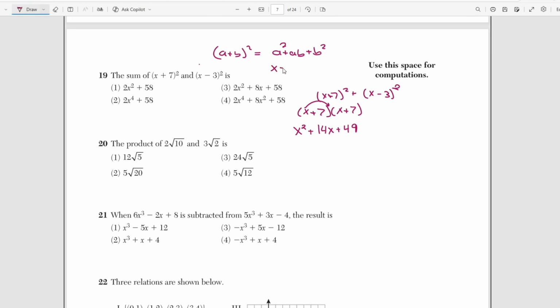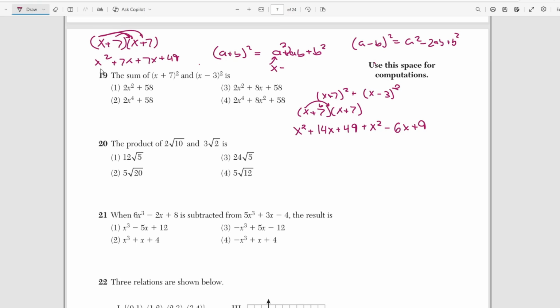So in this case, x is going to be our a, so we just plug in x squared plus x times 2 times our b, which is 7. So that's where I got 14x from. We do the same thing here, just remember that a minus b squared is equal to a squared minus 2ab plus b squared. So now we're adding this to x squared minus 6x plus 9, okay? If you didn't want to remember this rule, you could have also just done it by hand, manually. So x times x is x squared, x times 7 is 7x, 7 times x is 7x, and 7 times 7 is 49. You would have gotten the same thing.